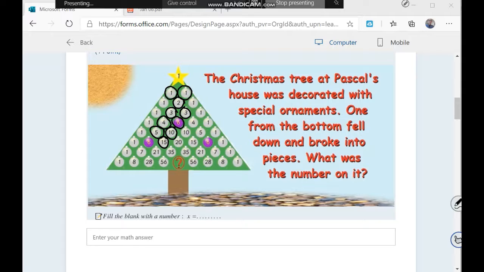Let me see more here. 15 plus 6 is 21, and the one that we're looking for on the bottom, we have to add 35 plus 35, which is going to be 70. 70 is the right answer.